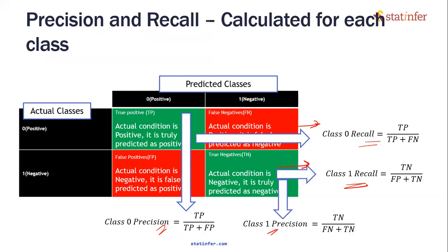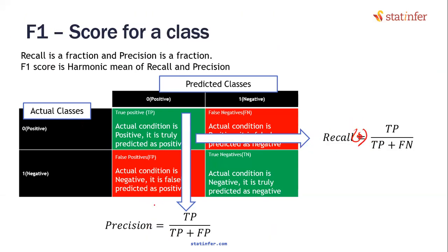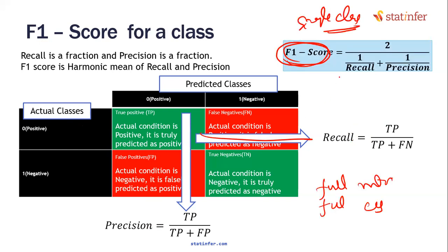Let's say you are calculating the F1 score for class 0. Take the recall of class 0 and the precision of class 0, and take the harmonic mean of recall and precision. So it is a harmonic mean. The right way to do it is 1 divided by (1 by recall plus 1 by precision) divided by 2. This 2 goes up. So 2 divided by (1 by recall plus 1 by precision). That is the formula for harmonic mean.